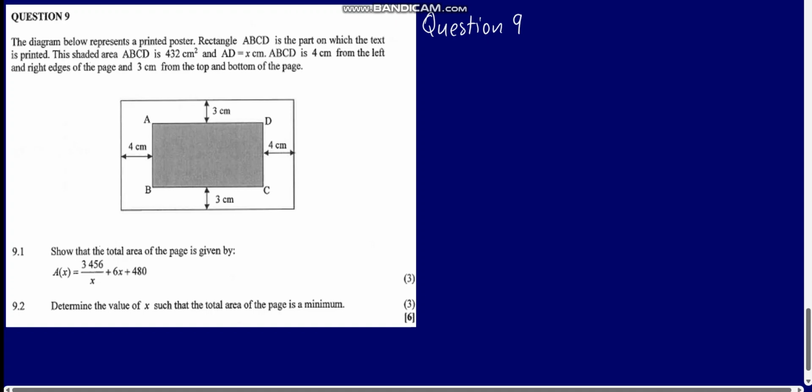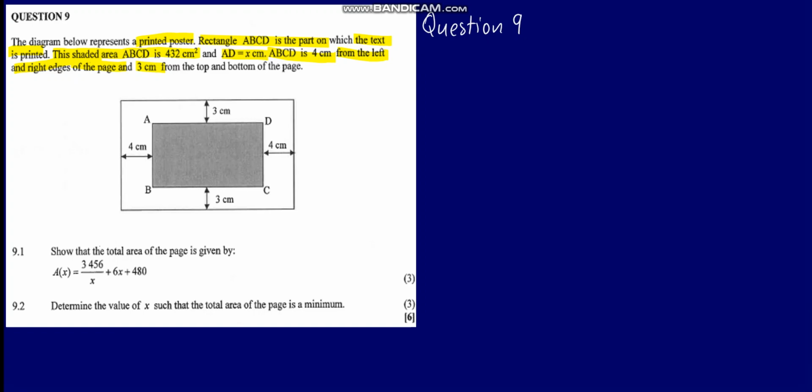So question 9, we have to read the question carefully. The diagram below represents a printed poster. Rectangle ABCD is the part on which the text is printed, right? So this shaded area ABCD has an area of that, and AD is x. ABCD is x from the left and right edges of the page, and 3 centimeters from the top and bottom of the page, right?